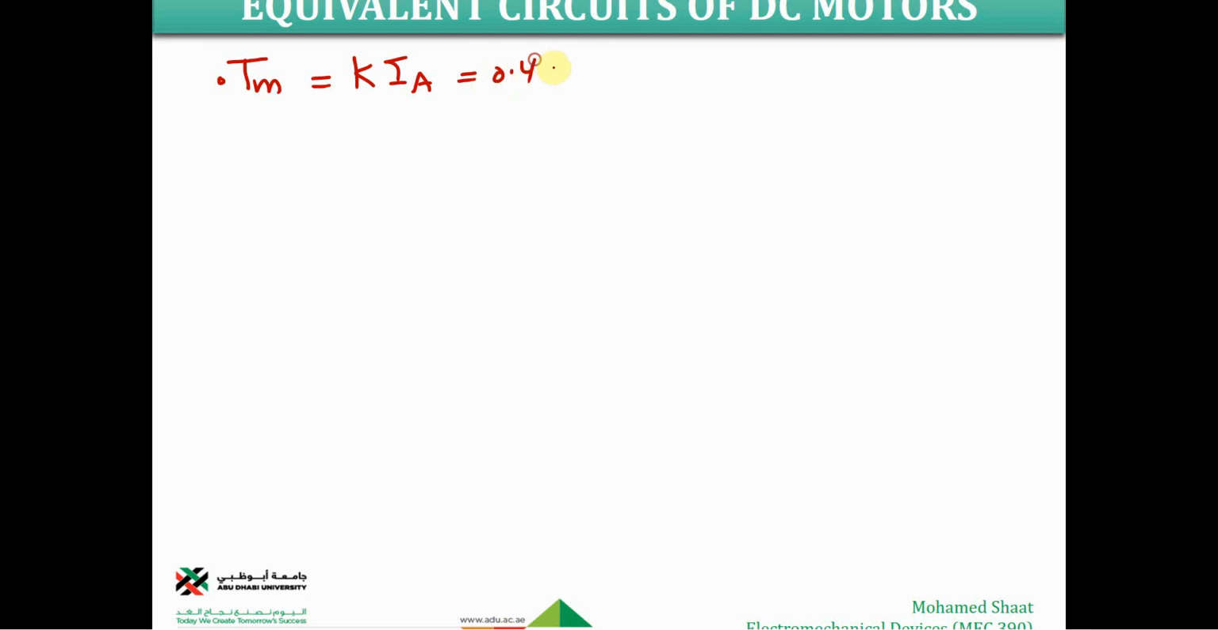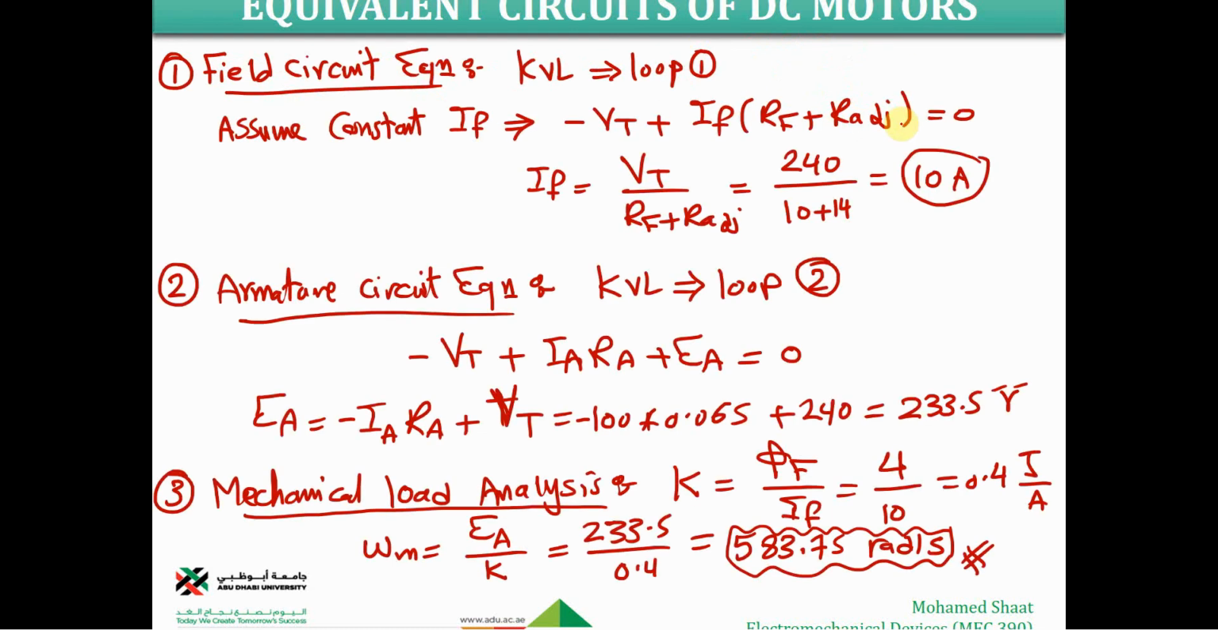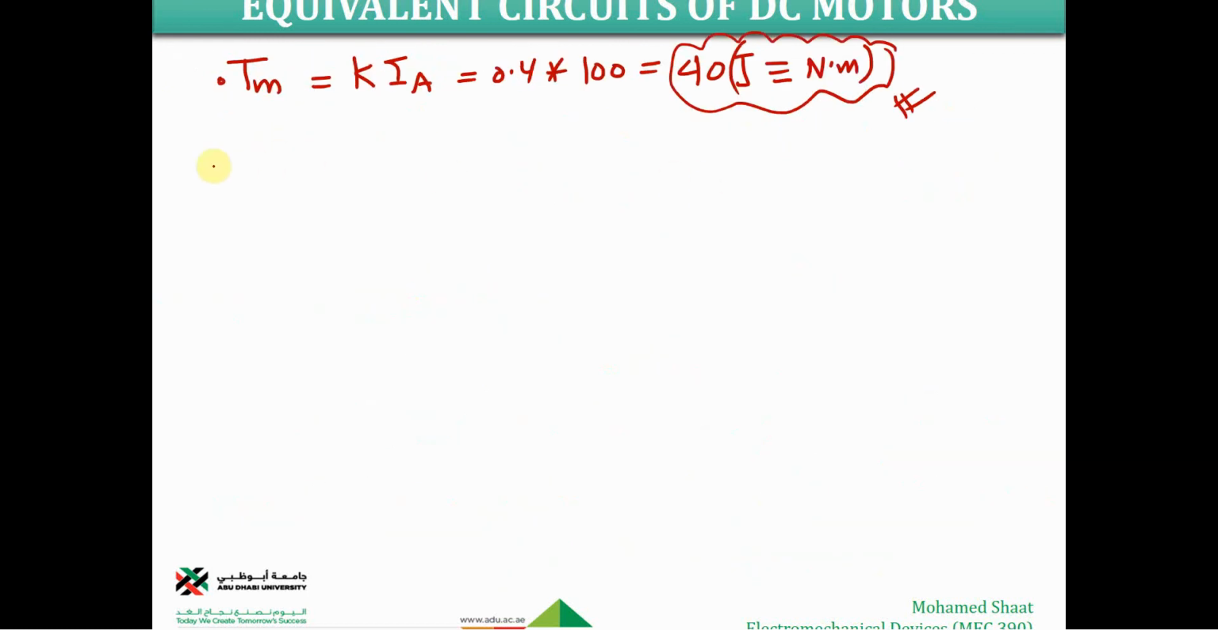K we got as 0.4, IA was given by 100. This definitely is going to give us 40 joules. Joule, if you remember, is equivalent to Newton times meter. If you would like to convert it into Newton times millimeter, you're going to multiply it by 100 if needed. This is for the electrical motor torque and speed, and this is also one of the requirements. We got the speed of rotation of the electrical motor, and also we got the torque.